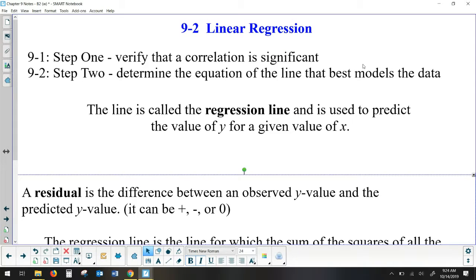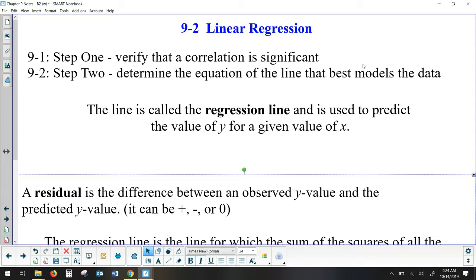Alright guys, so last week we talked about step 1, 9.1. Verify that a correlation is significant. Found our correlation coefficient, we decided if that meant something or not. Step 2 is determine the equation of a line that best fits that data. We said we'd graph our scatter plots, and if it had a linear regression, there would be a straight line that went through it. Now we're going to learn how we find that straight line.